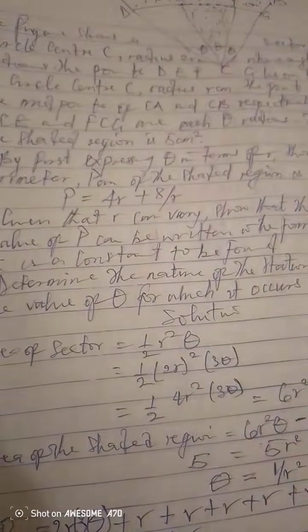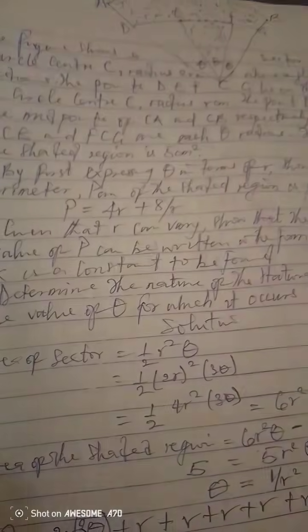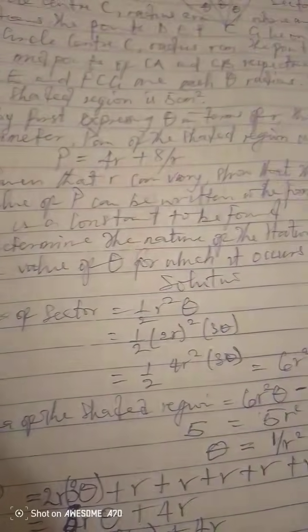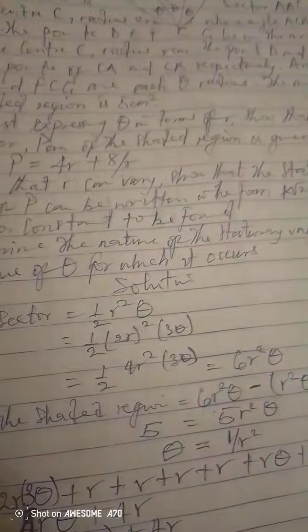Given that r can vary, show that the stationary value of p can be written in the form k root 2, where k is a constant to be found. (ii) Determine the nature of the stationary value and find the value of theta for which it occurs.